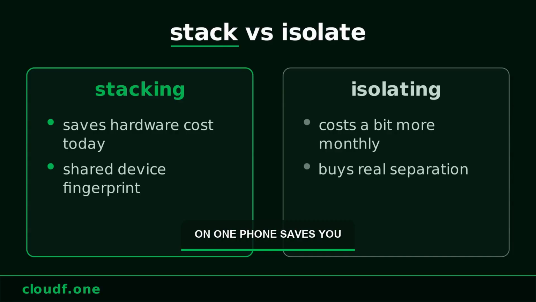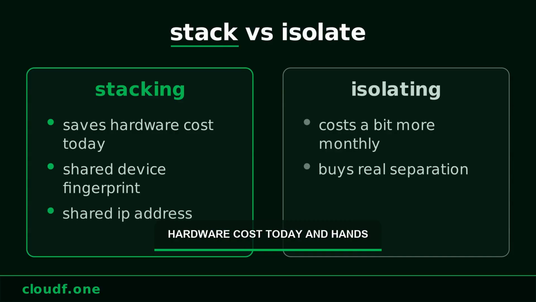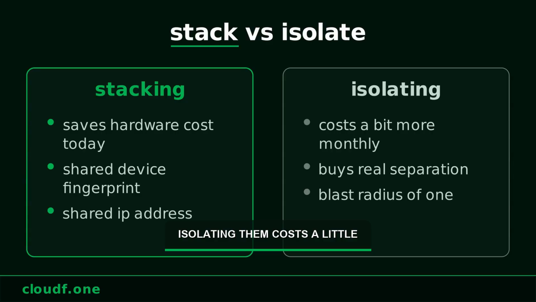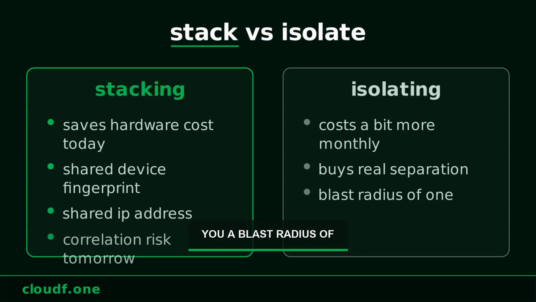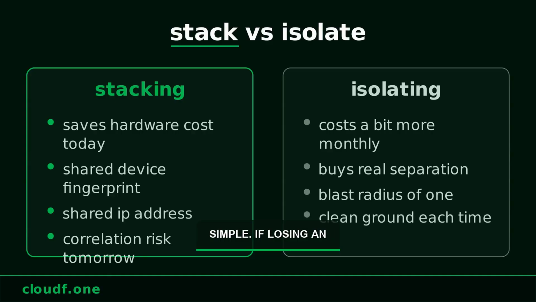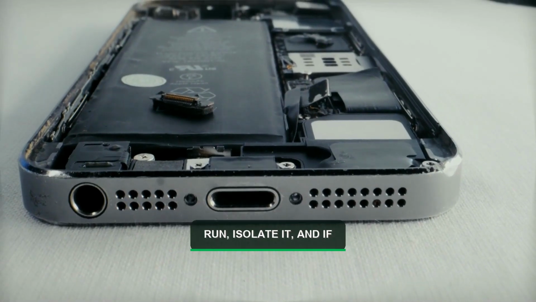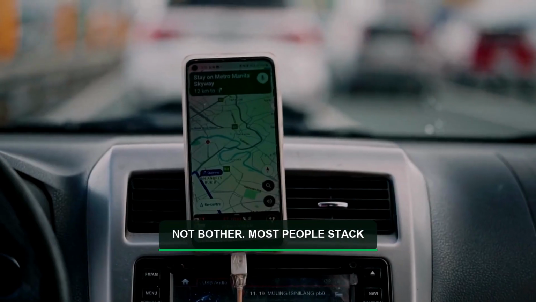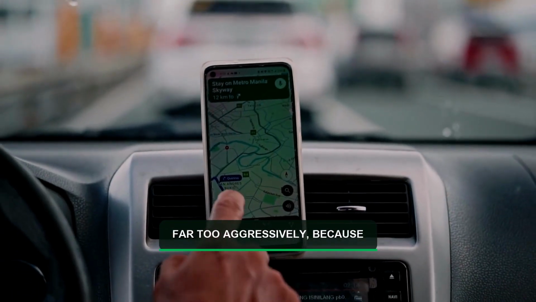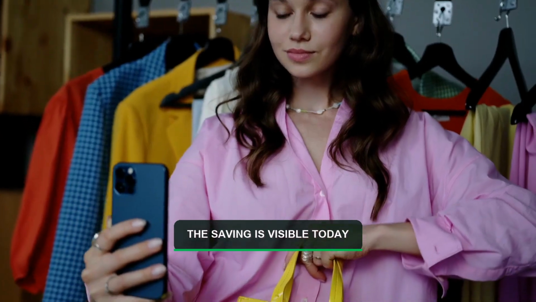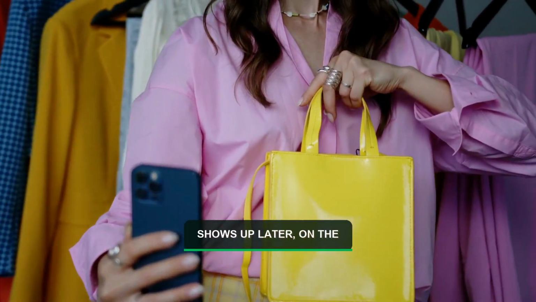Stacking accounts on one phone saves you hardware cost today and hands you correlation risk tomorrow. Isolating them costs a little more each month and buys you a blast radius of 1. The sum is genuinely simple. If losing an account would cost you more than a phone costs to run, isolate it, and if it would not, then do not bother.